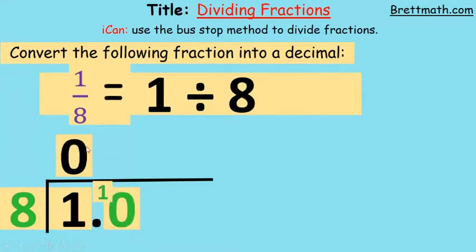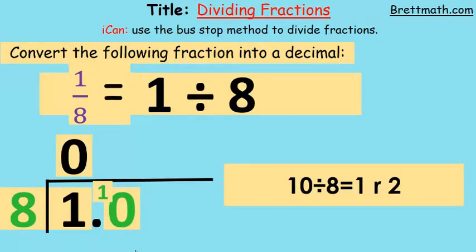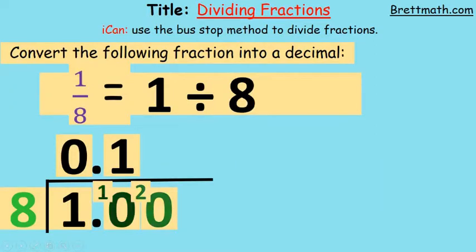So we've got our 0 remainder 1, and now we've got a 10 here. And we just keep doing the same thing. How many 8s have we got in 10? Well, we've got 1 with a remainder of 2. Again, there's nothing here, so we put in a 0. Ask ourselves the next question. How many 8s have we got in 20?